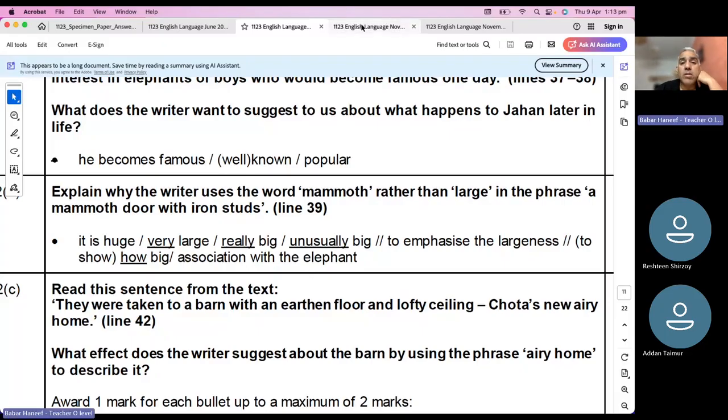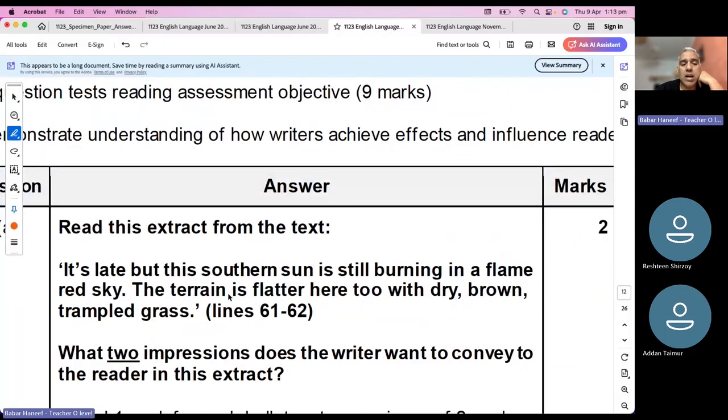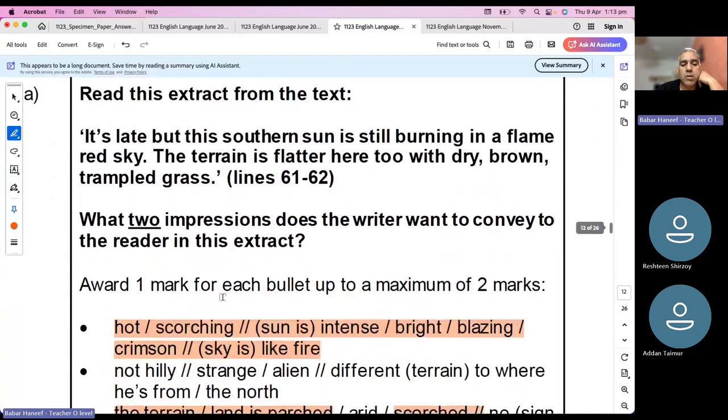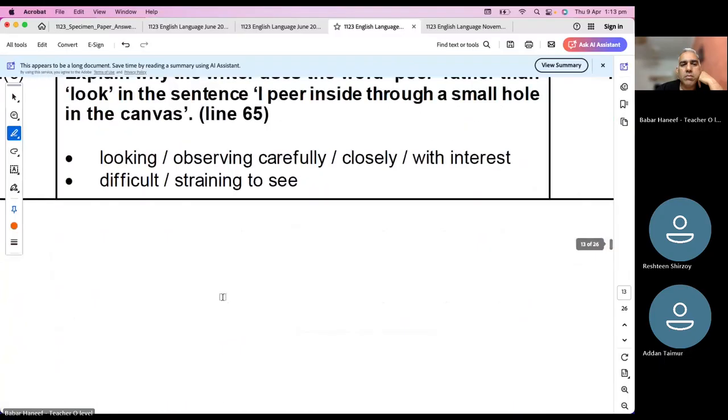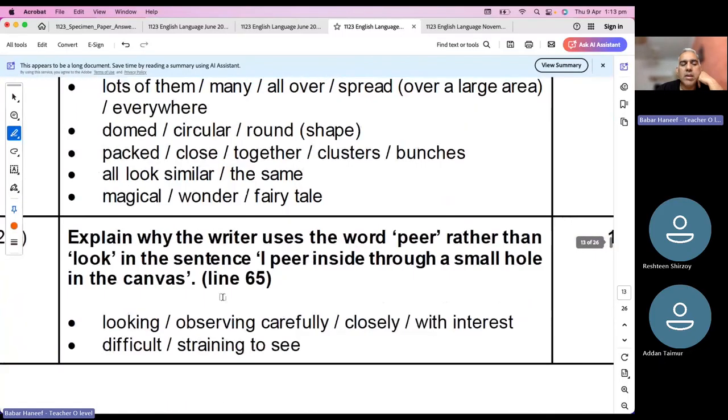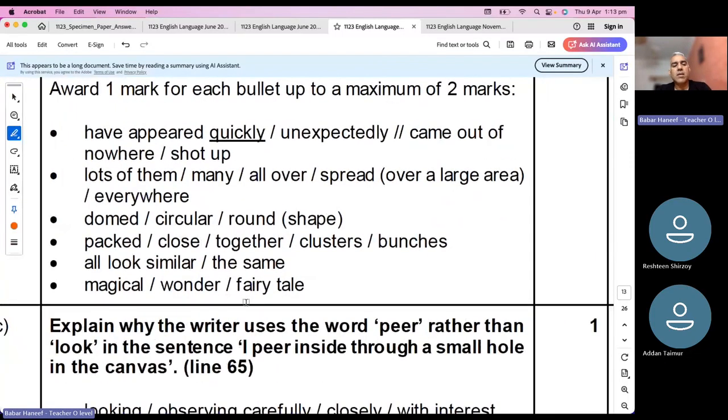The third one you will be doing on your own. I'll not be explaining that to you. So there we go. It's easier. It says explain why the writer used the word peer rather than look in the sentence: I peer inside through a small hole in the canvas. Yes, Noor, over to you for this.